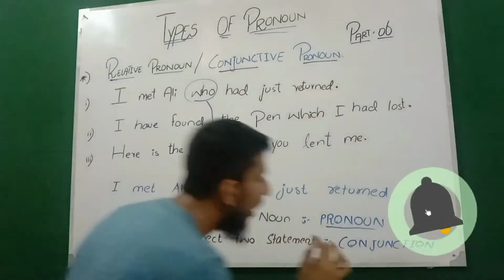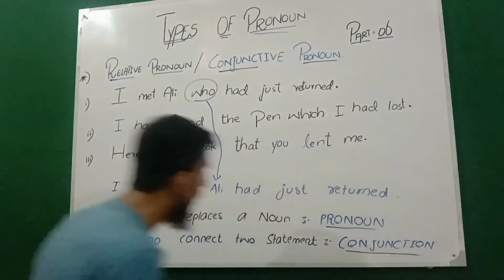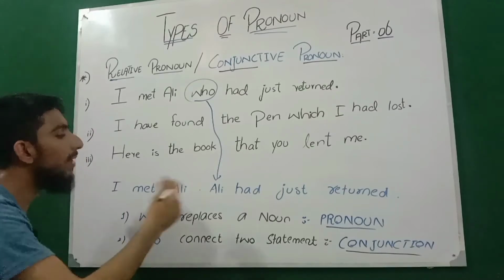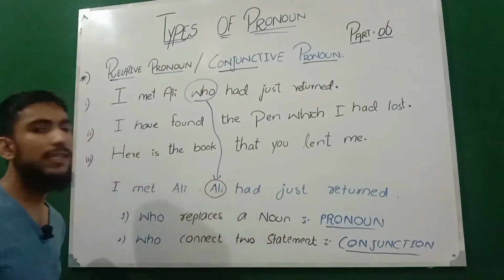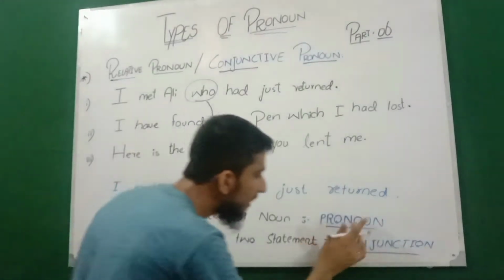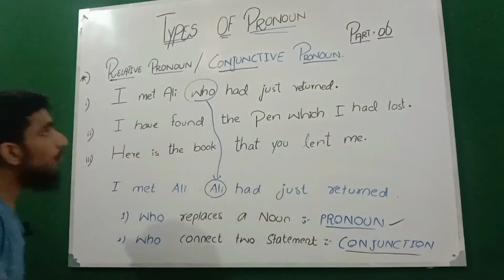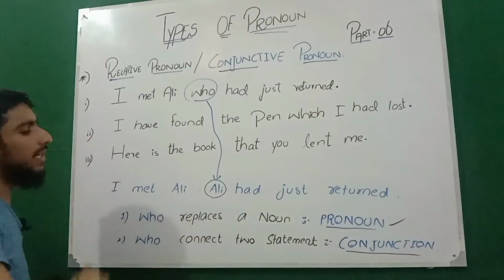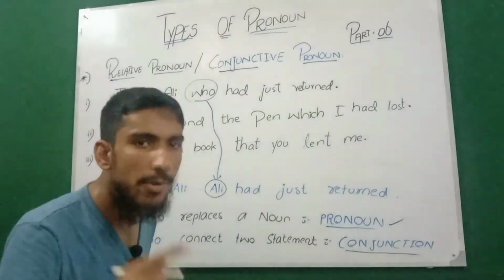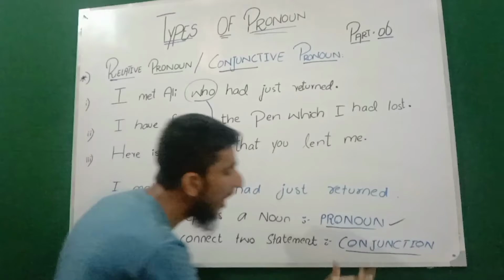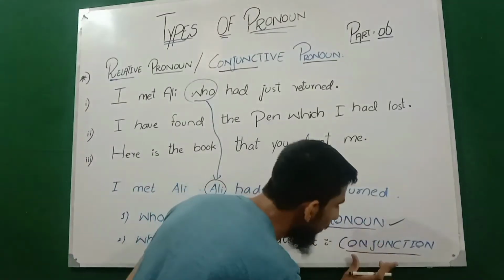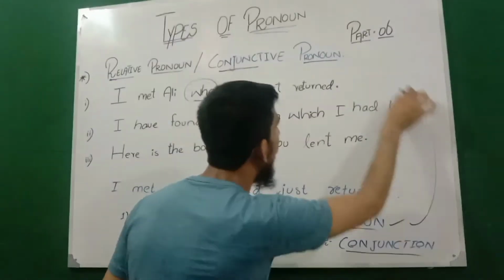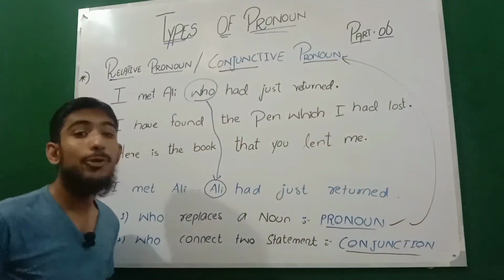So what we have learned, look at this. From one example we have learned that in this sentence who does two works. The first work is that who replaces a noun, Ali. That's why a word that replaces a noun is called a pronoun. And who also connects the two statements. That's why the word in English grammar that connects two statements is called a conjunction. So pronoun plus conjunction. That's why relative pronouns are called conjunctive pronouns.